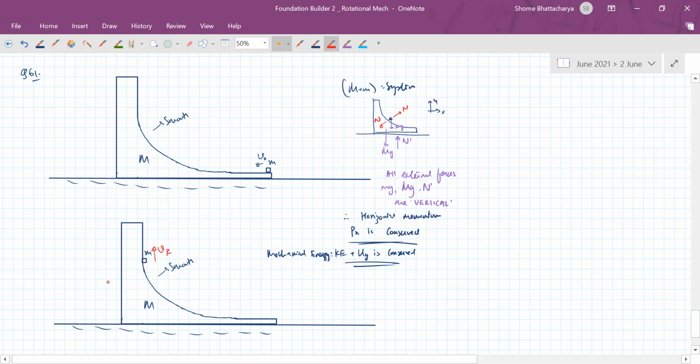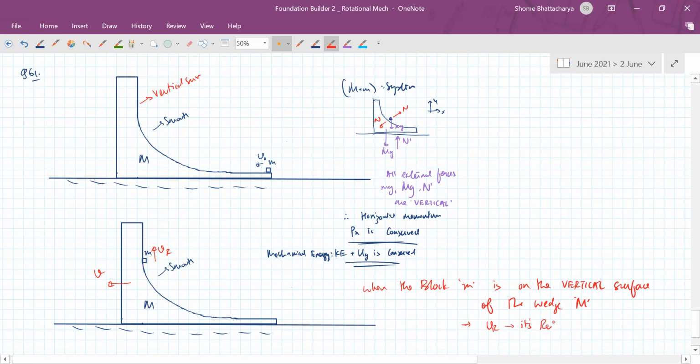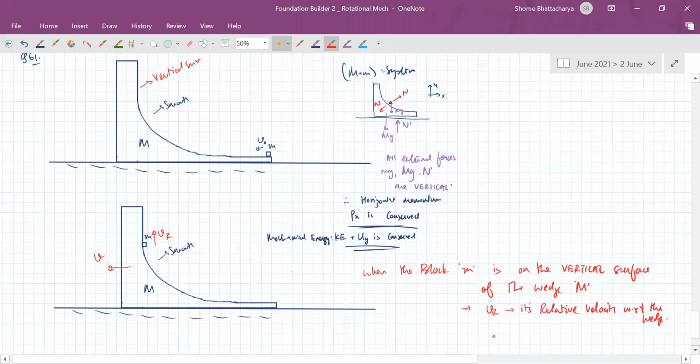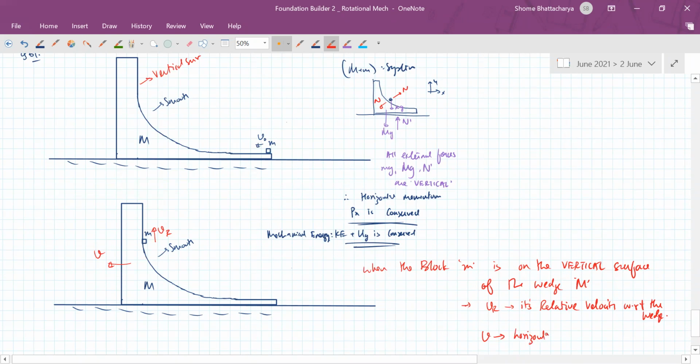But the block is in contact with the wedge. So when the small block m is on the vertical surface of the wedge, capital M, this part is the vertical surface. At that point of time, let's say VR is its relative velocity with respect to the wedge, and V is the horizontal velocity of the wedge.